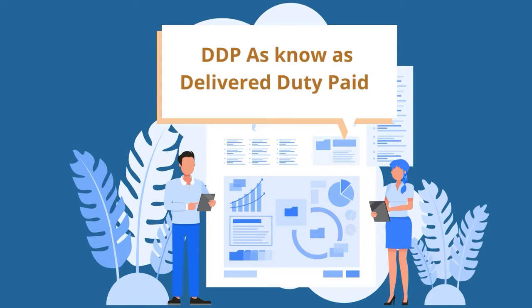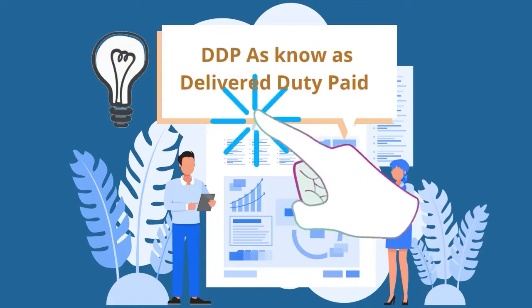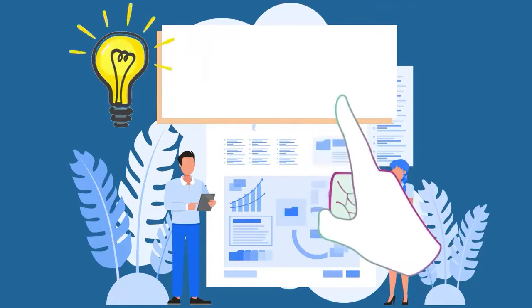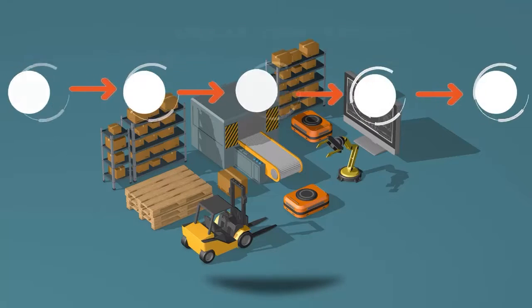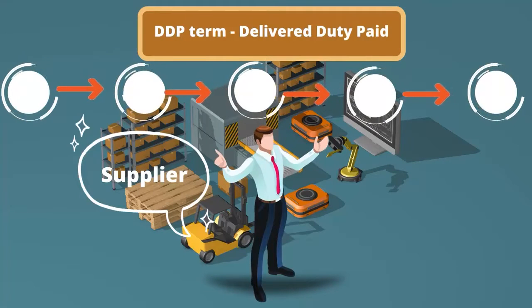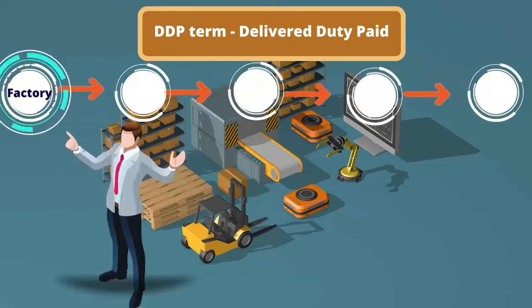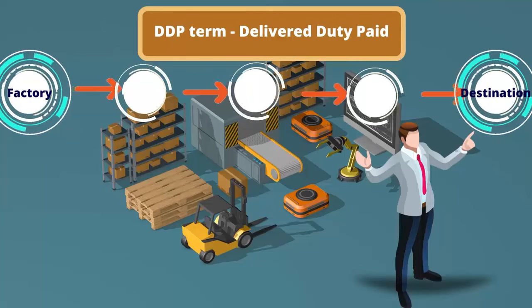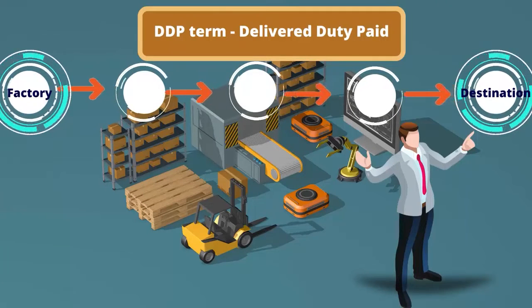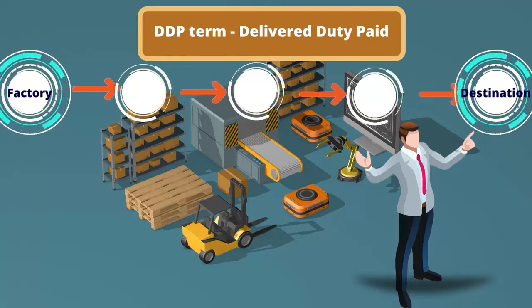We can say DDP, also known as Delivered Duty Paid, is the most favorite trade term for new importers. Because under the DDP term agreement, the seller is responsible for the shipment at all points, from the supplier warehouse until the goods reach the final destination warehouse, or buyer warehouse.